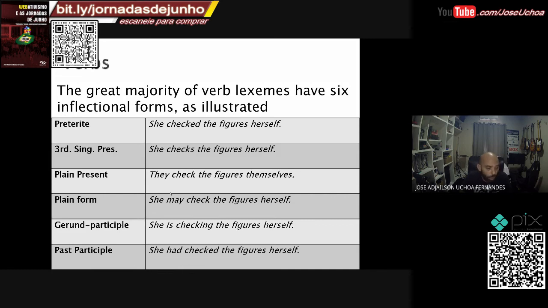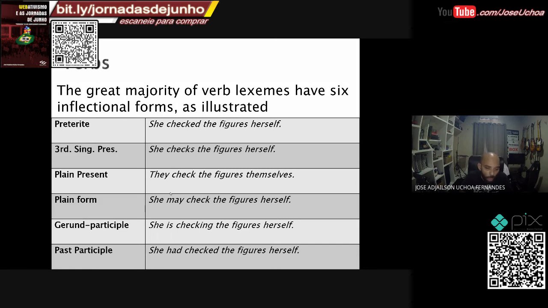Exemplo. I play the guitar. Isso é uma conjugação. E como que eu sei que é uma conjugação? Quando eu troco o sujeito por he, eu preciso fazer adaptações. He plays the guitar.